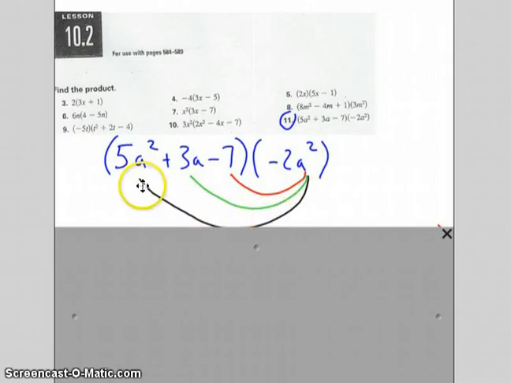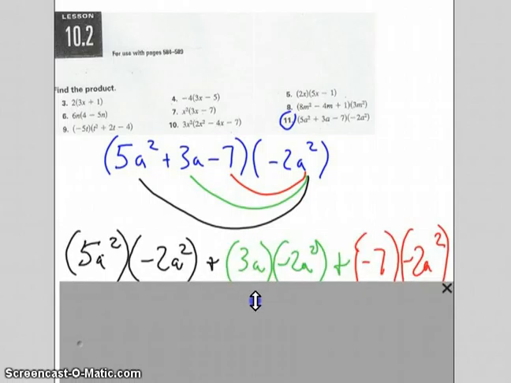Well, the one in black here, as I indicate, is 5a squared times that negative 2a squared. And then in green, it's 3a times the same negative 2a squared. And lastly, in red, negative 7 times the negative 2a squared. Each of them is multiplied times negative 2a squared.